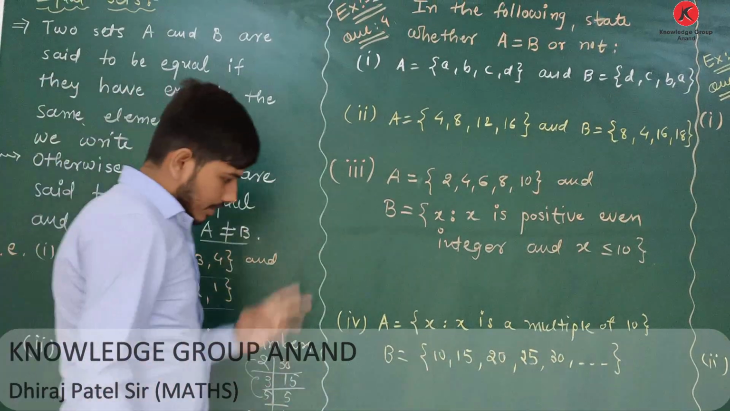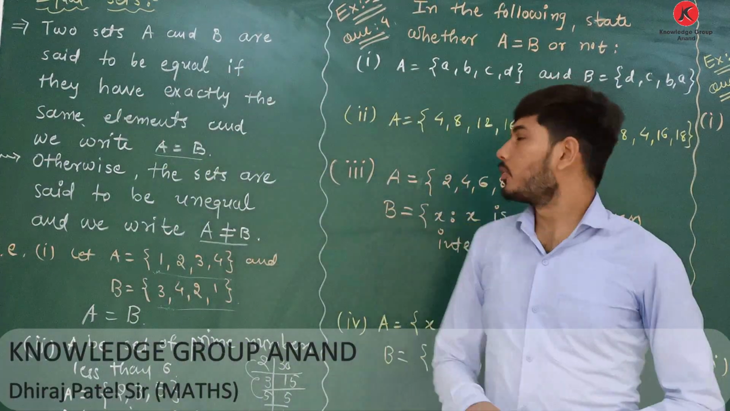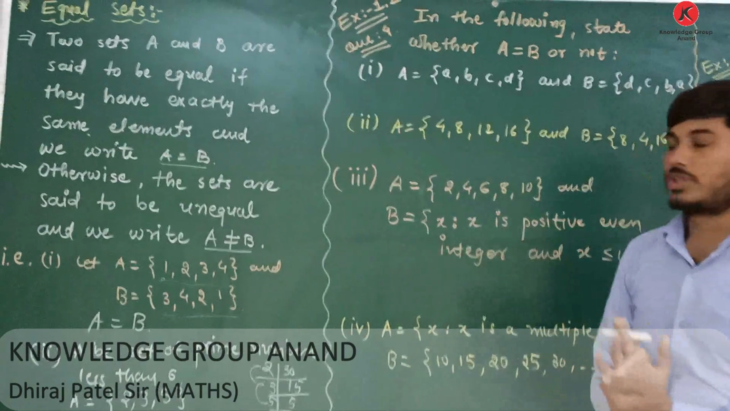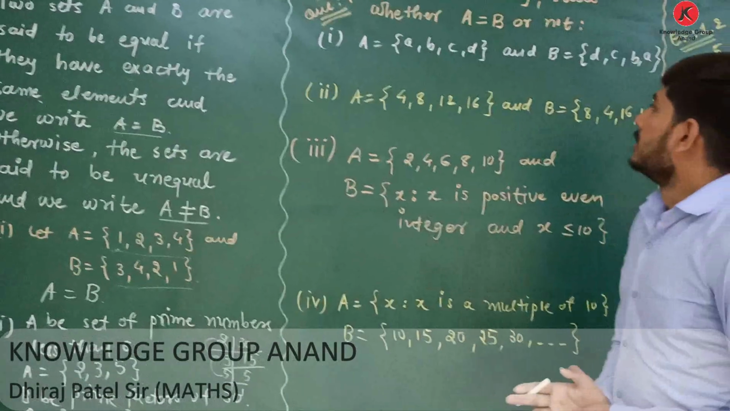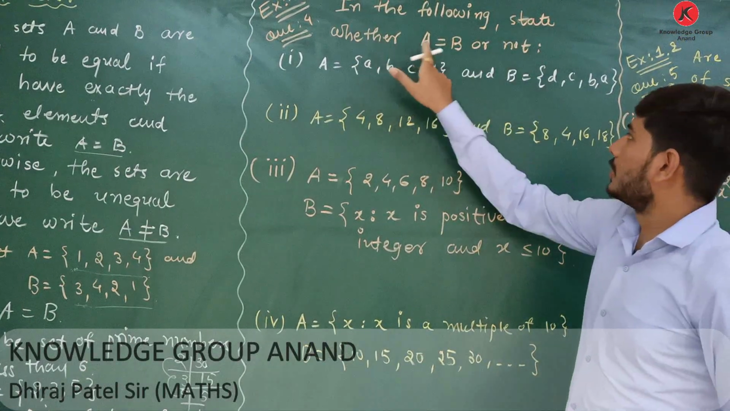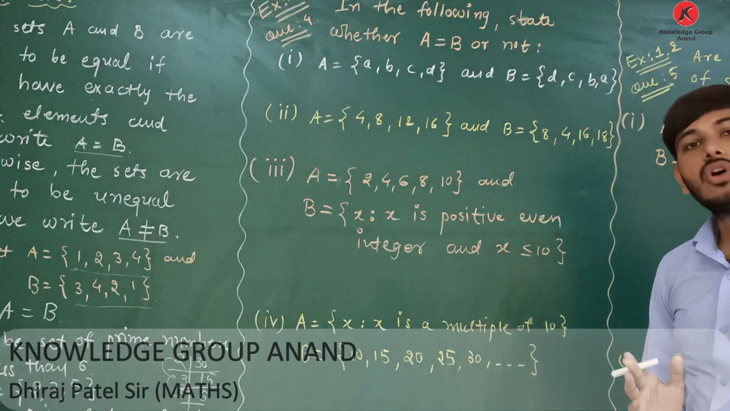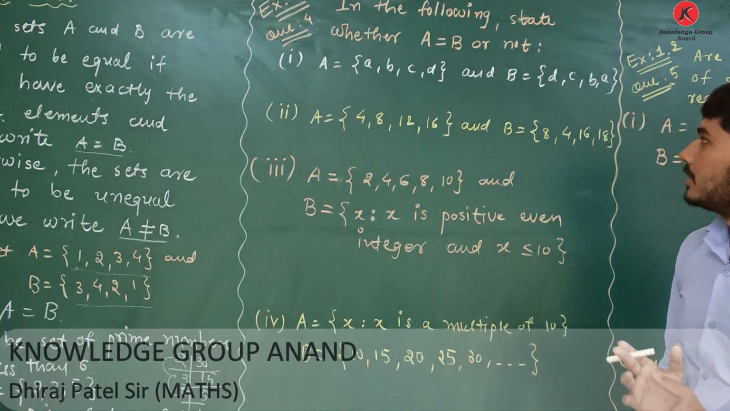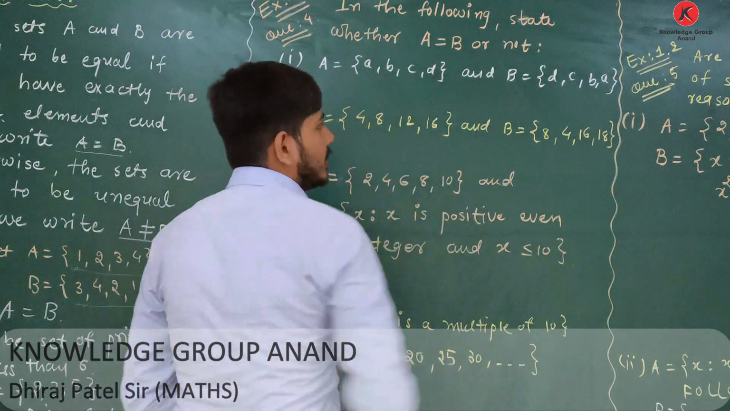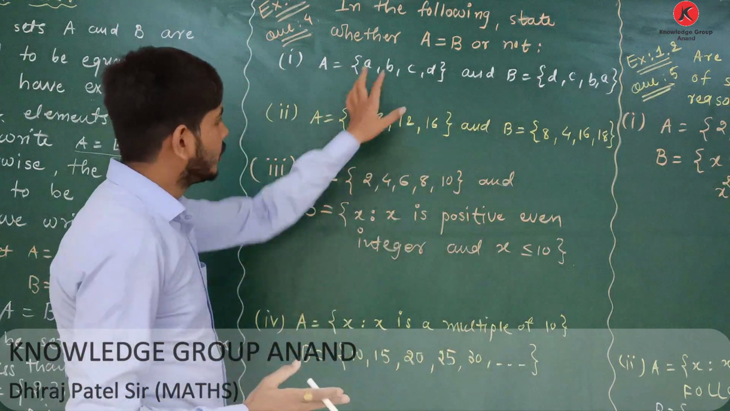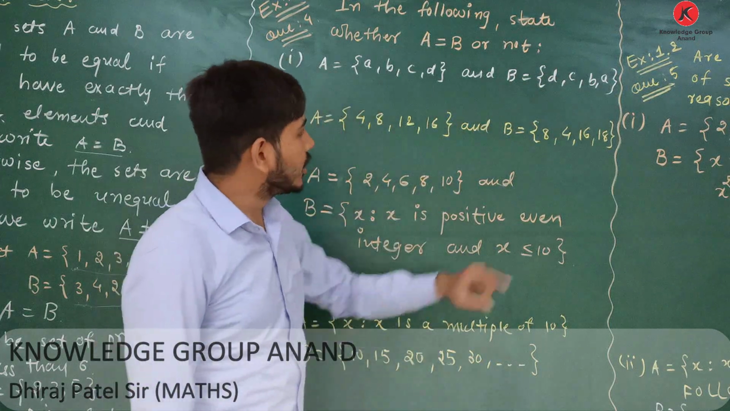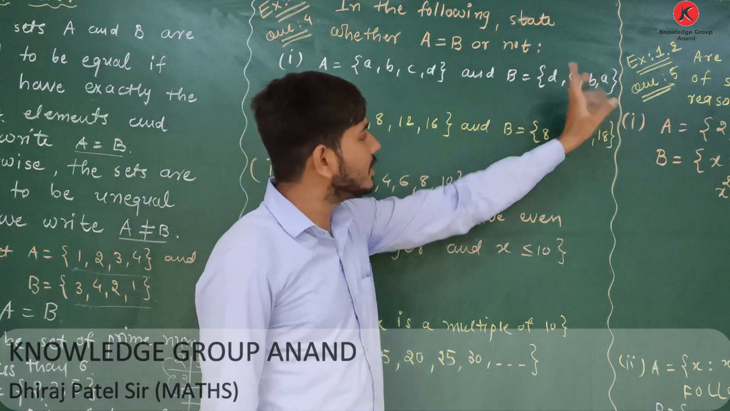Now, according to that topic, we are going for the questions. Exercise 1.2, question number 4. In the following, state whether A equals B or not. The first question is that set A equals A, B, C and D. There are 4 elements in set A. And set B equals D, C, B, A.